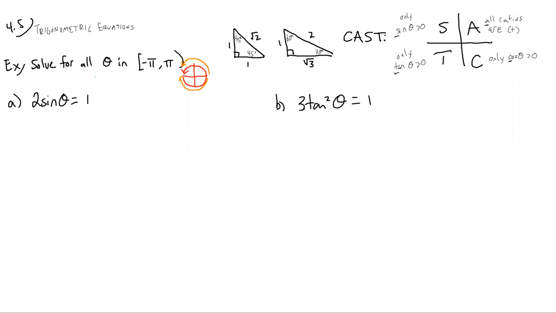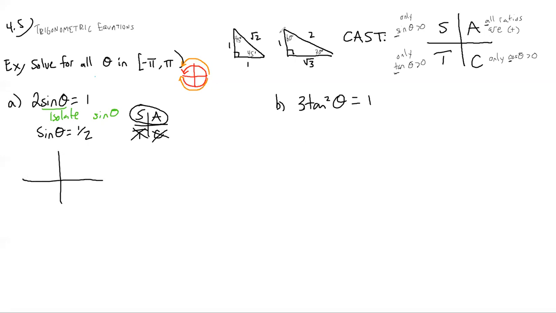So for the first one, we have 2 sine theta equals 1. We've kind of already dealt with this. We're going to isolate sine theta. And that's sine theta is 1/2. We can use the CAST rule to figure out where our answer is going to occur. So sine is positive. That means either the A or the S. And so we draw the two triangles up in that positive region.